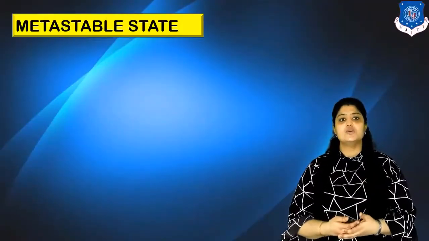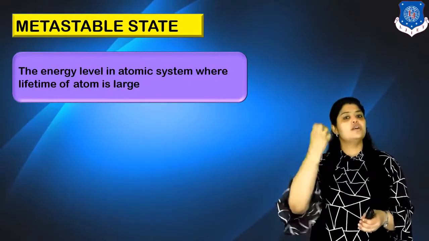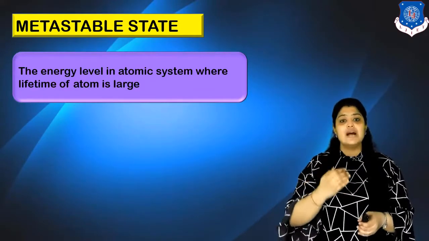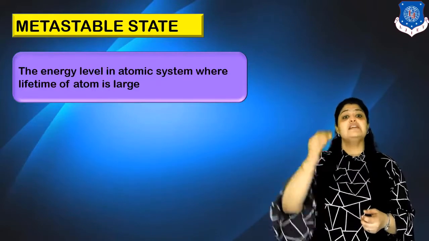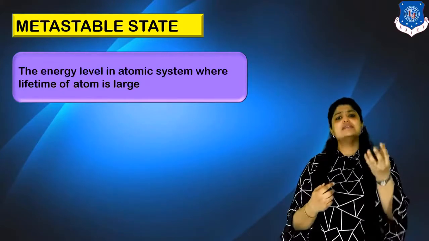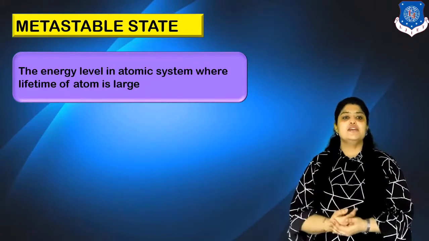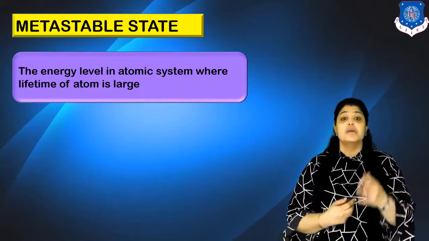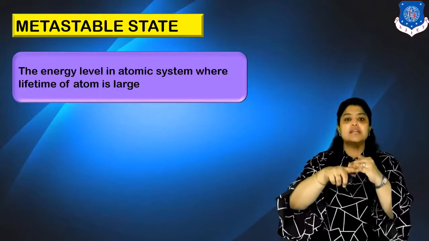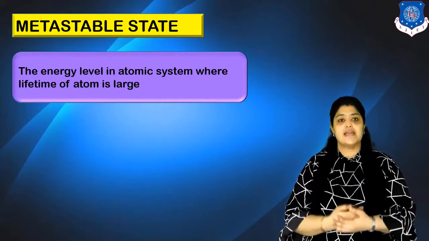Let's discuss the next one, which is metastable state. Now, if my atom is having 100% energy, it cannot absorb more energy, so you can never have stimulated emission. So stimulated emission starts at a level which has comparatively lower energy than the excited state. And if energy is comparatively less, my atom will be more stable. So it is the energy level in the atomic system where the lifetime of the atom is large. Because if the lifetime is large, it will stay there for a longer period and only then can stimulated emission be achieved. And this duration is around milliseconds.